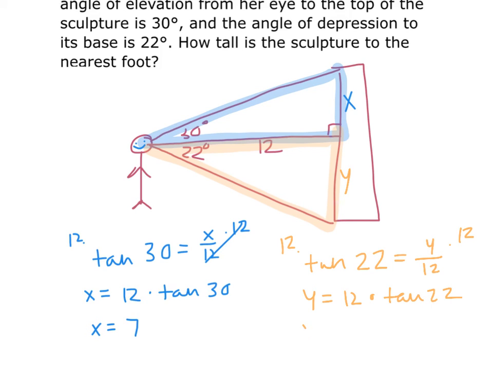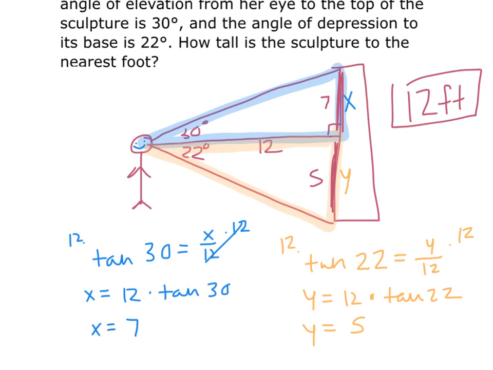And y is equal to 5. Everyone agrees? Yeah. So our top part of the sculpture is 7, and the bottom part is 5. So how tall is our sculpture? 12 feet.